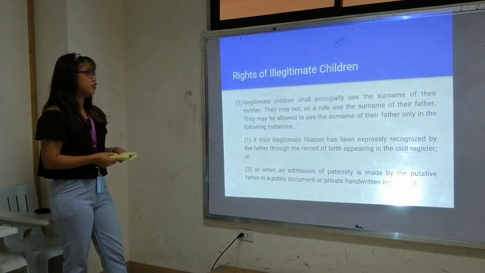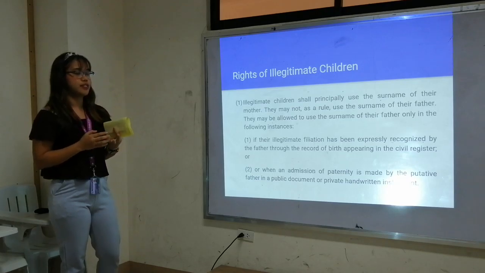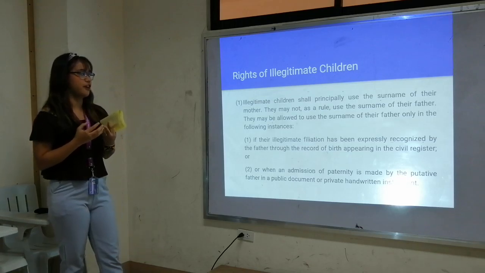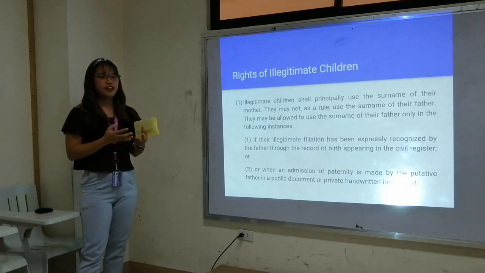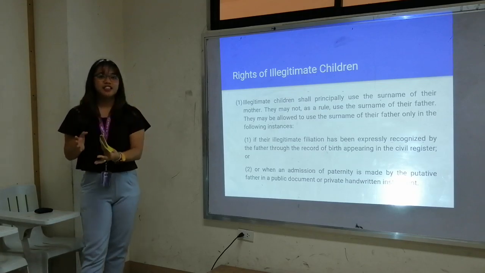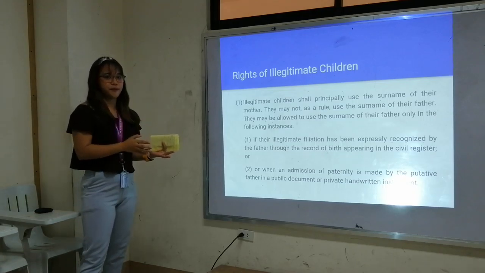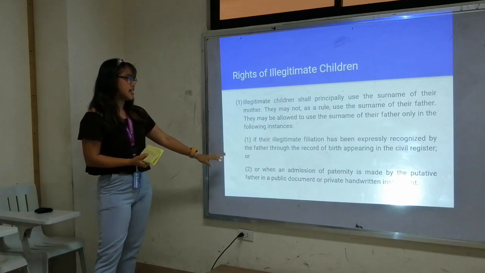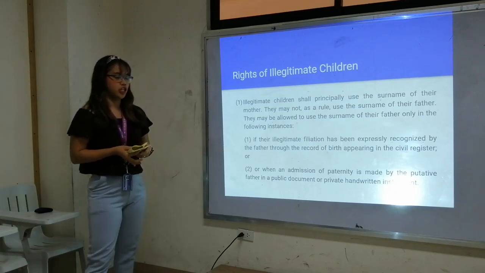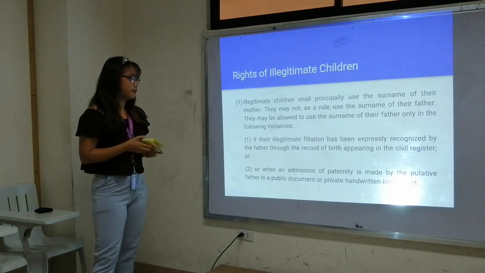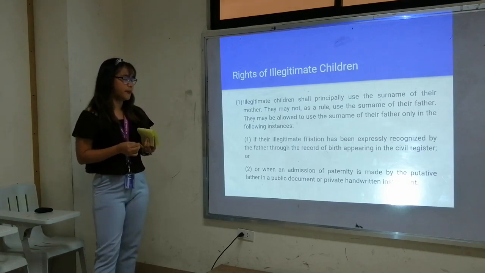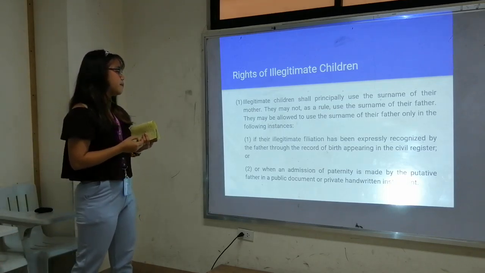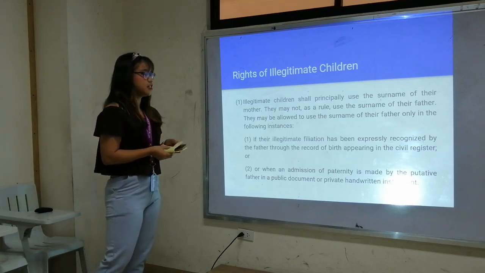The rights of illegitimate children include that they shall principally use the surname of their mother, and that they may not, as a rule, use the surname of their father, unless the father stated that the child should be named after him. They may be allowed to use the surname of their father only in the following instances: if their illegitimate filiation has been expressly recognized by the father through the record of birth appearing in the civil register, or when an admission of paternity is made by the putative father in a public document or private handwritten instrument.